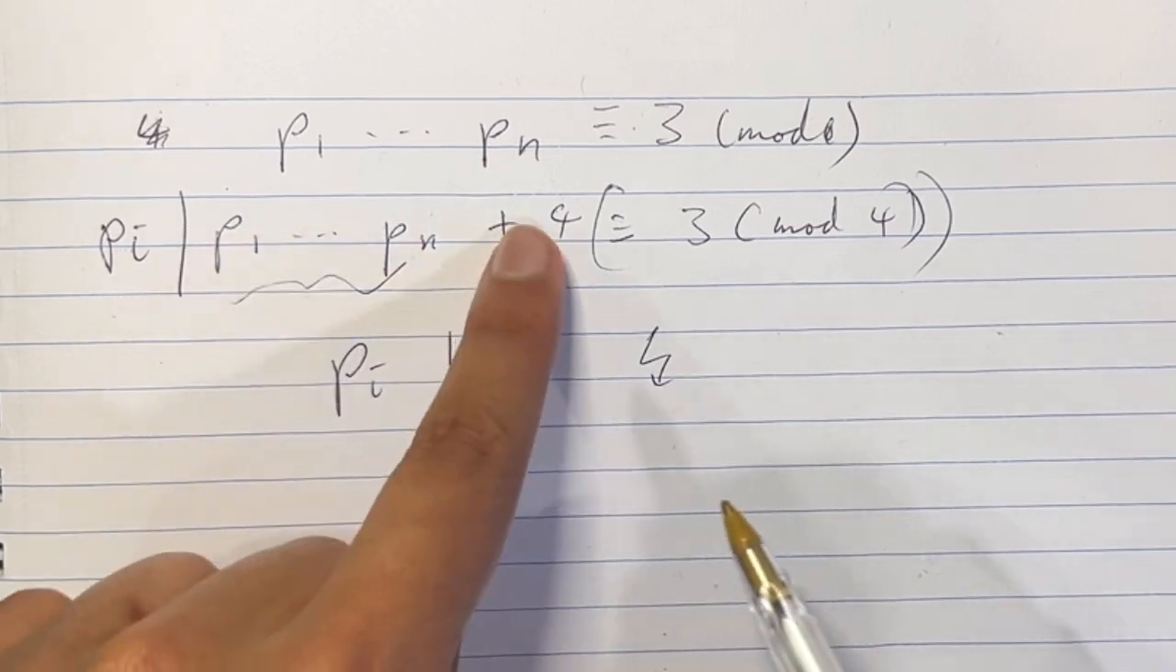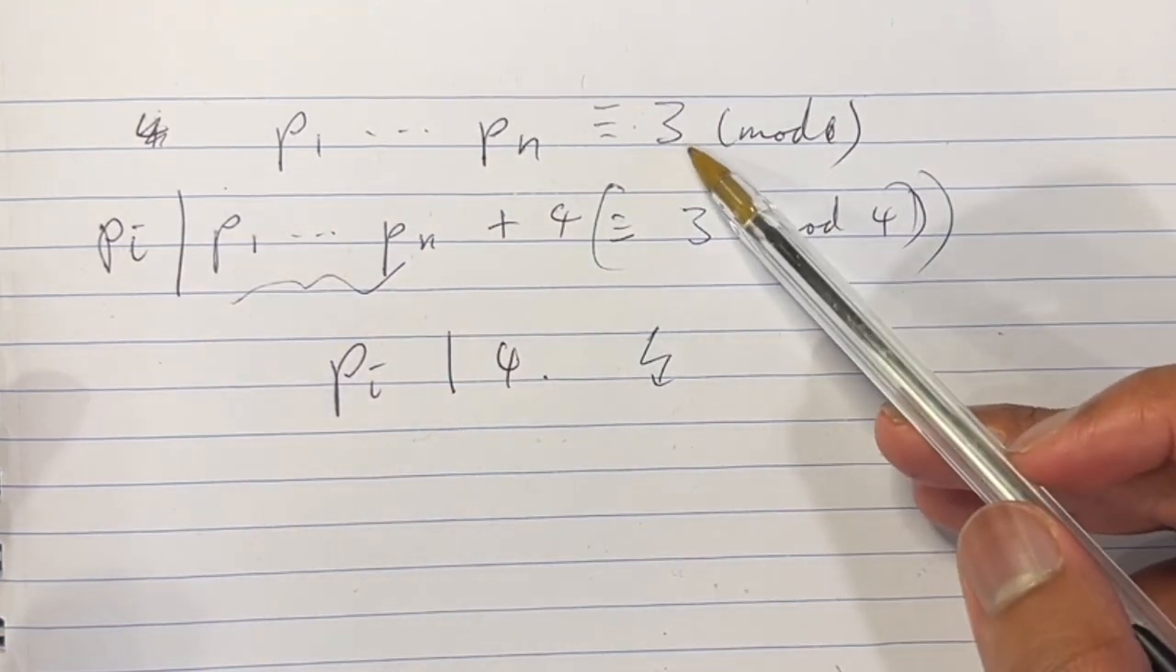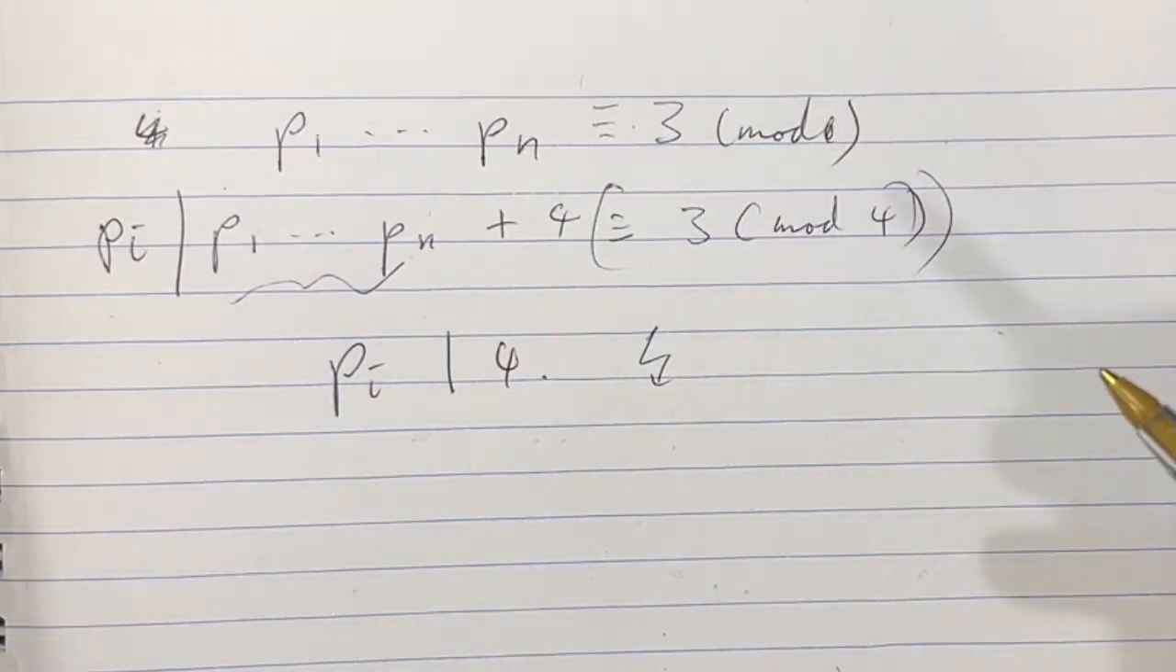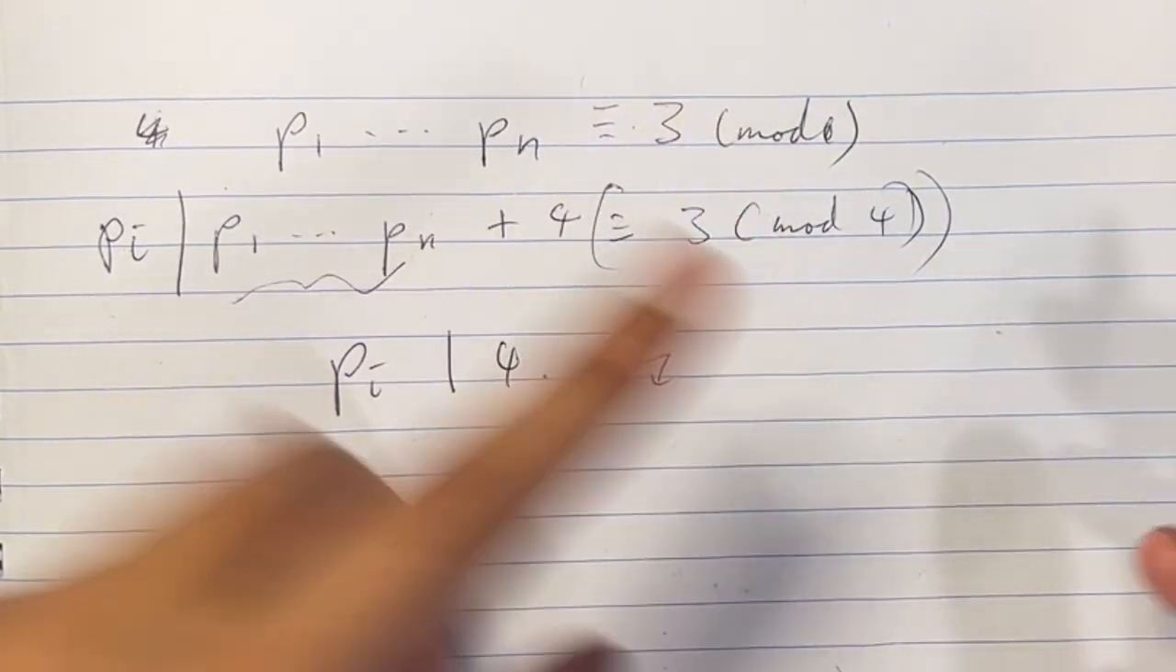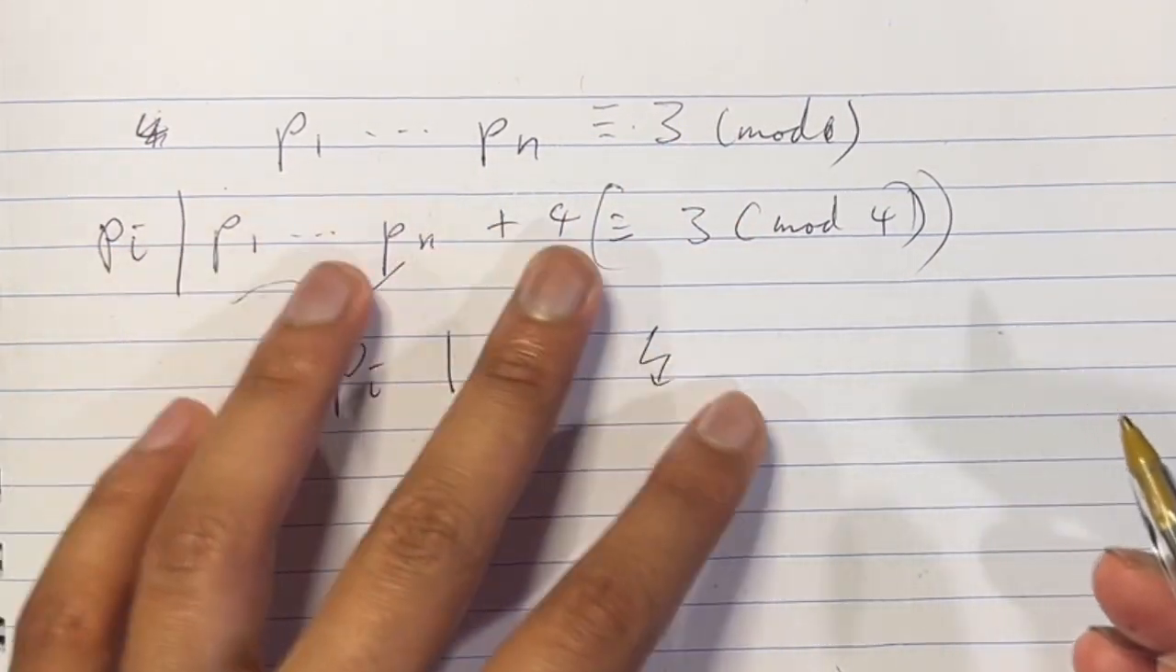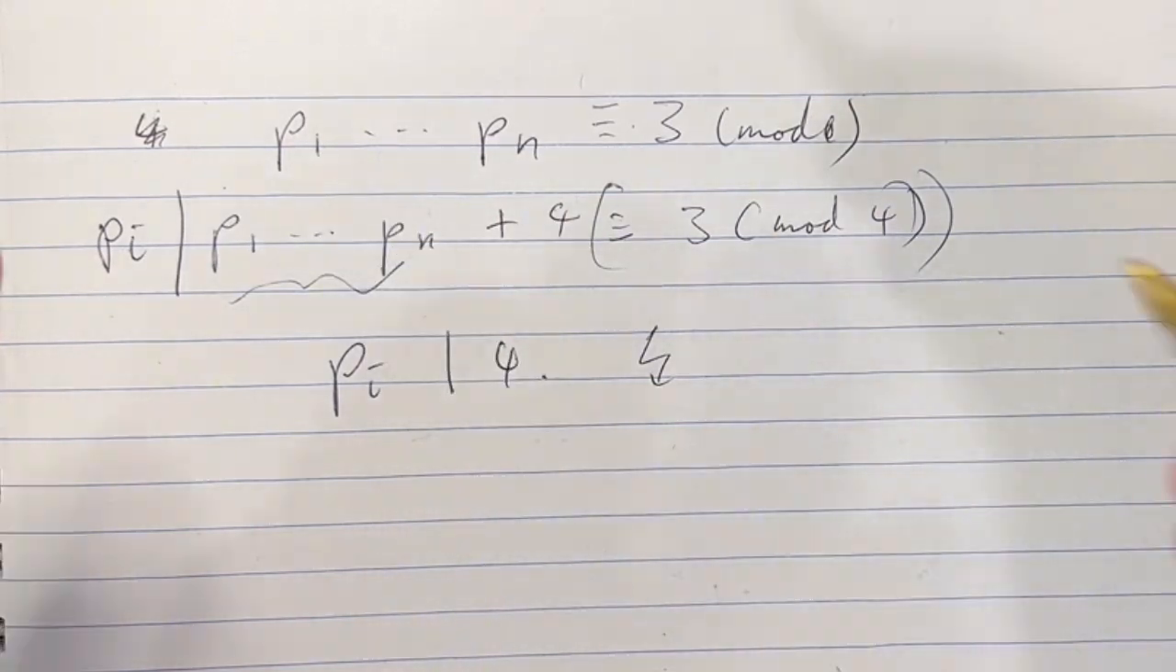That means this product cannot be 3 more than a multiple of 4 or 1 more than a multiple of 4. And that actually means it can't even be odd, because those are the only possibilities for a number being odd. And we know that the product, if it is finite, must give us an odd number, which gives us a contradiction.